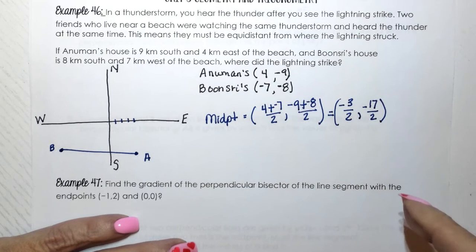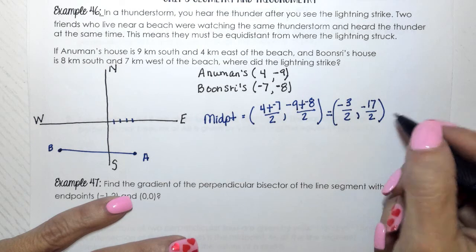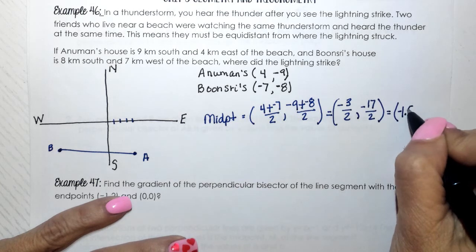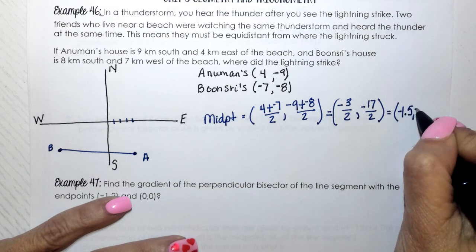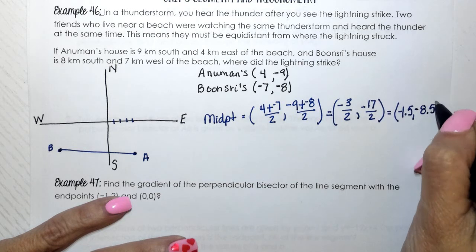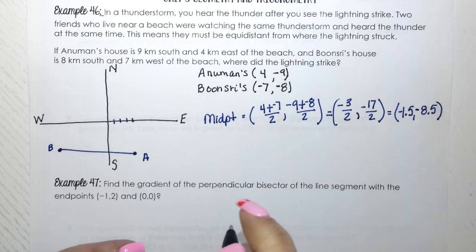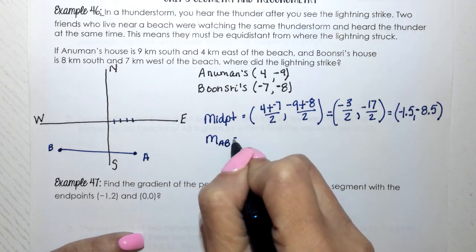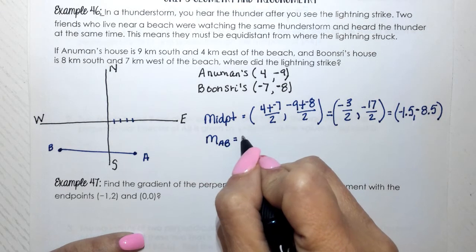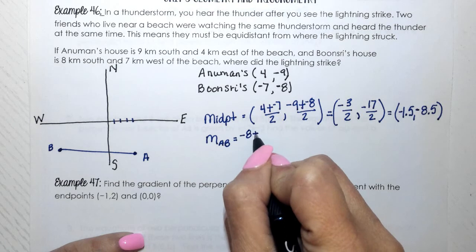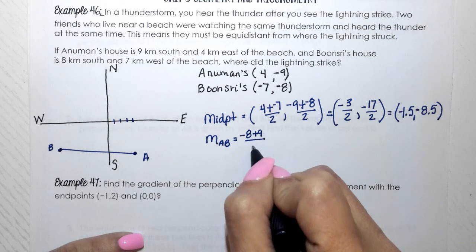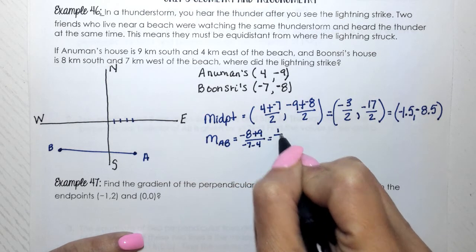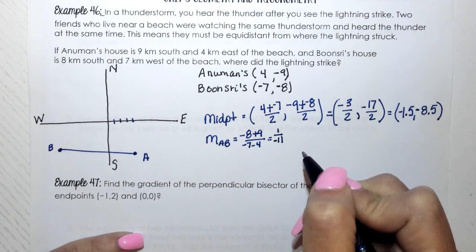Just to make it easier, I'm going to convert this to decimals, which I think will be easier to work with. So that's -1.5 and -8.5. And then let's also find the slope of AB. I'm going to do -8 minus -9 over -7 minus 4. So that's going to be 1 over negative 11.